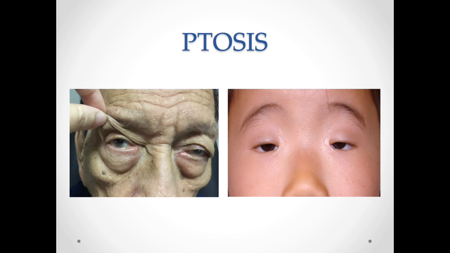The picture on the left is your classic BPES, or your blepharophimosis syndrome, which consists of three features: B for blepharophimosis, P for ptosis, and E for epicanthus inversus.